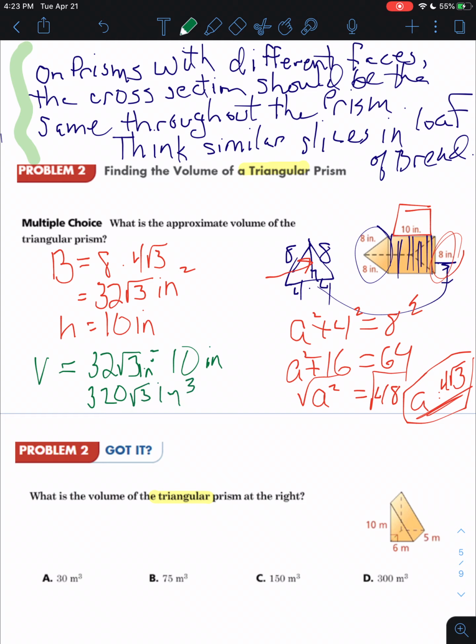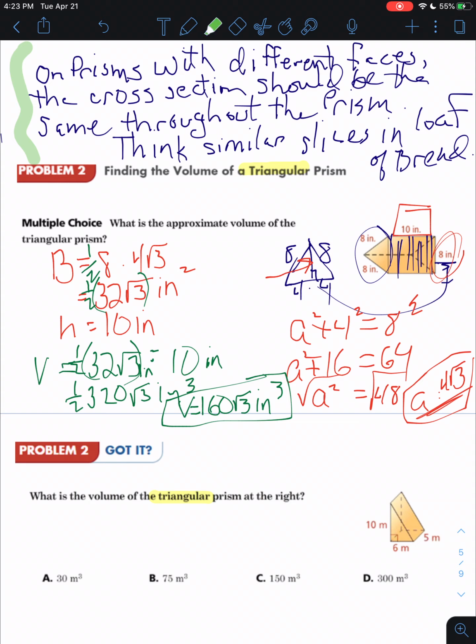And I did something wrong here. Oh, I forgot my 1/2. So I forgot to put my 1/2 in here because that's far too great. So this is going to be 1/2 all the way down times 32 rad 3. 1/2 times 320 rad 3 inches squared would give me 160. That looks a little better. Rad 3 inches cubed is my volume.